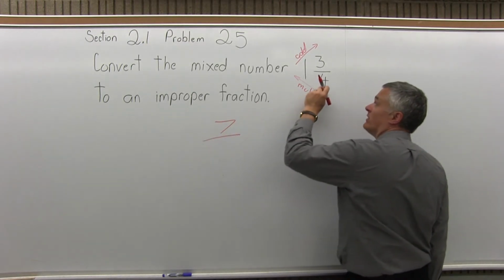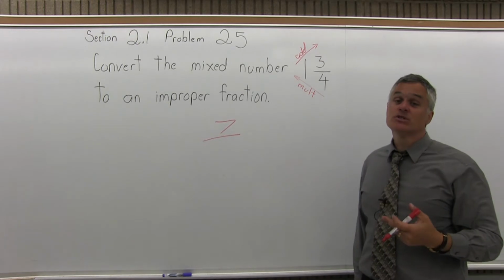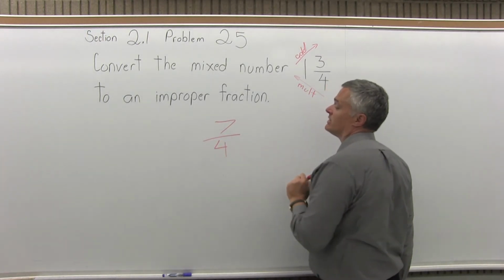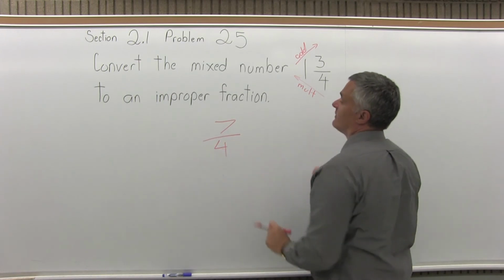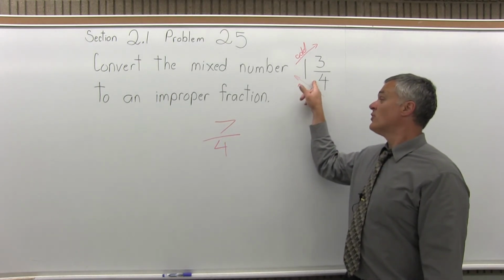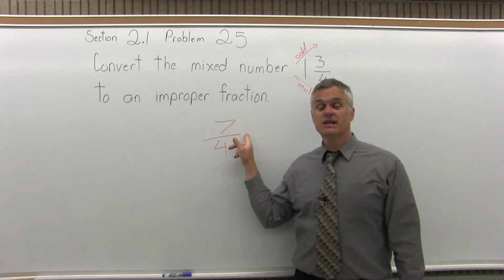And then whatever we had as a denominator in the mixed number just remains the same denominator in the improper fraction. So it was a 4, it stays a 4. And the final answer is 7/4. So 1 3/4 is equivalent to 7/4.